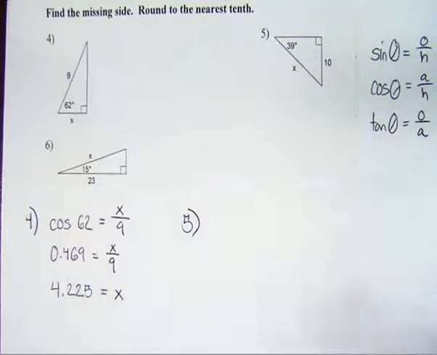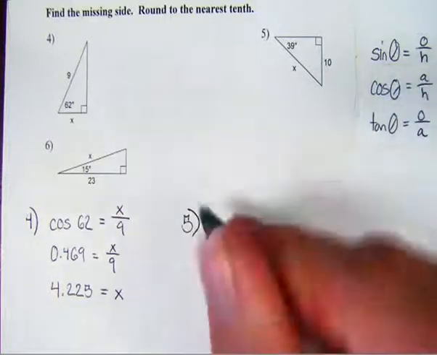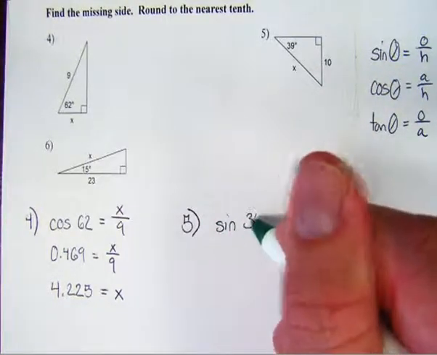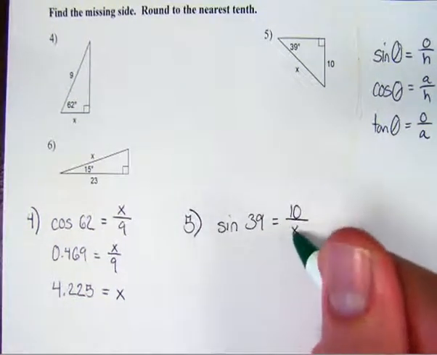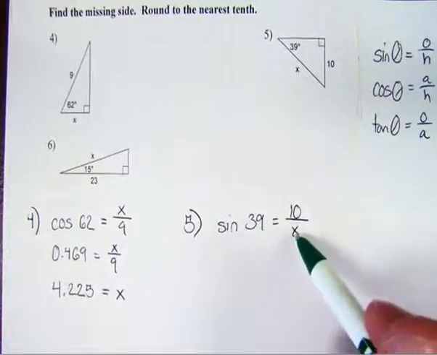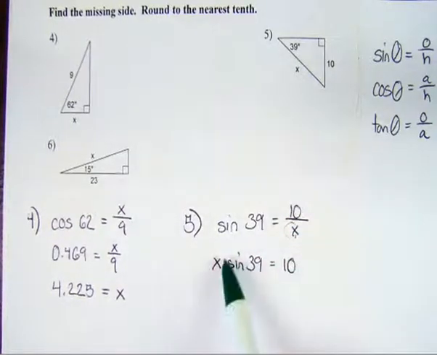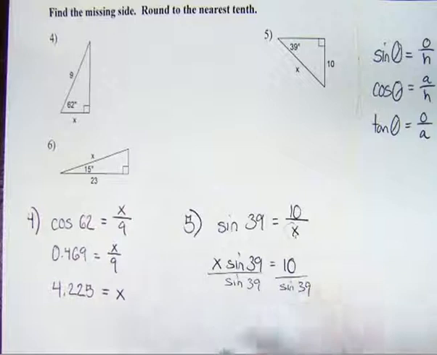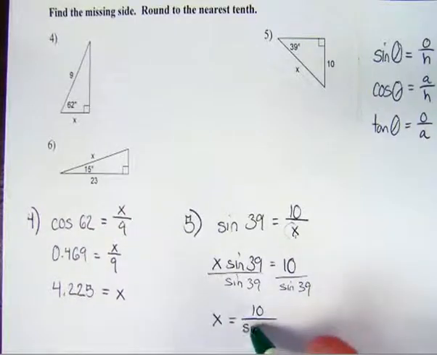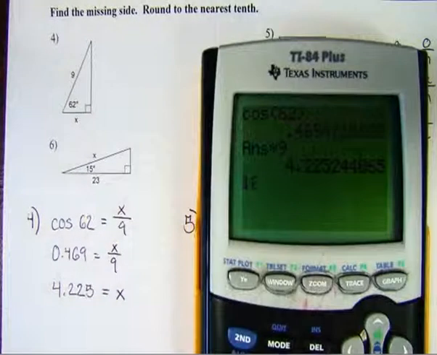Alright, number 5. We're going to look at that same information. What do we have? We have an angle, we have an opposite, and a hypotenuse. So that means we're going to use the sine of this. So the sine of 39 is equal to opposite over hypotenuse, and we don't know what the hypotenuse is. I'm going to rearrange this first, so I'd multiply both sides by x, and I'd get x times the sine of 39 equals 10. I want to get this x by itself, so I'm going to divide by the sine of 39, and so I'll find x equals 10 over the sine of 39, which I can then plug directly into the calculator.